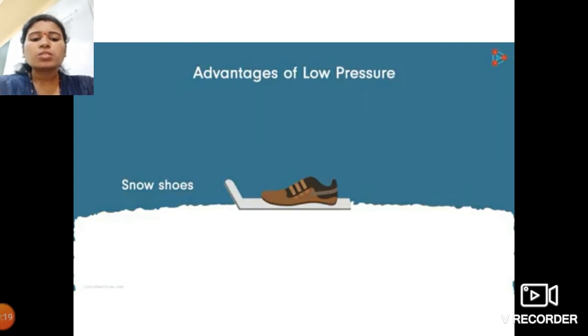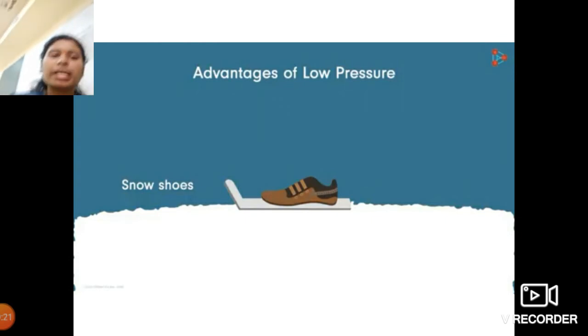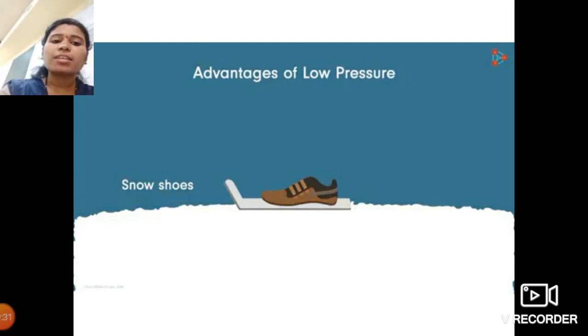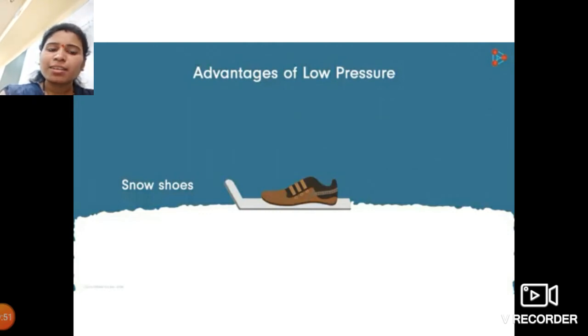Why? See, students, due to the larger area in contact with the snow. Here there is a larger area in contact with the snow, and the reason for that, think students, is that it reduces the pressure. A larger area is in contact with the snow. So if the area is larger, the pressure is less. If the area is more, the pressure is less.